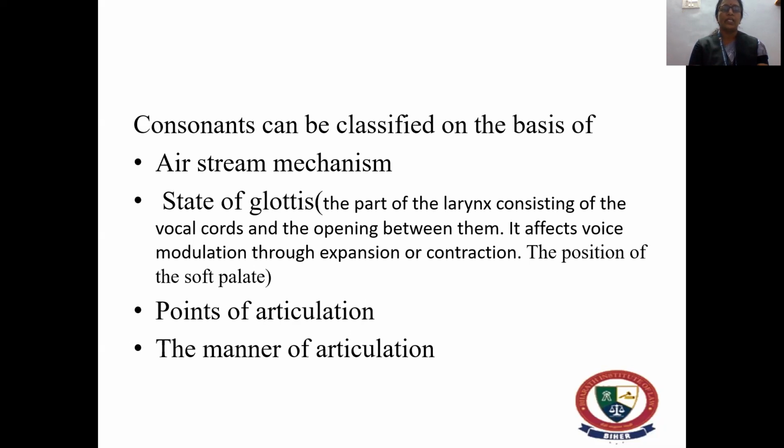We'll now see how consonants can be classified on the basis of, number one, the airstream mechanism. Number two, the state of the glottis, that is the part of the larynx. When I showed you the picture, you might have seen the vocal cord, consisting of the vocal cords and the opening between them. It affects voice modulation through expansion or contraction, and the position of the soft palate.